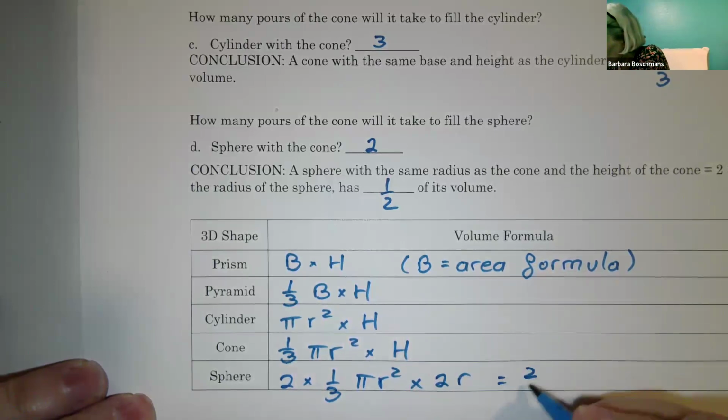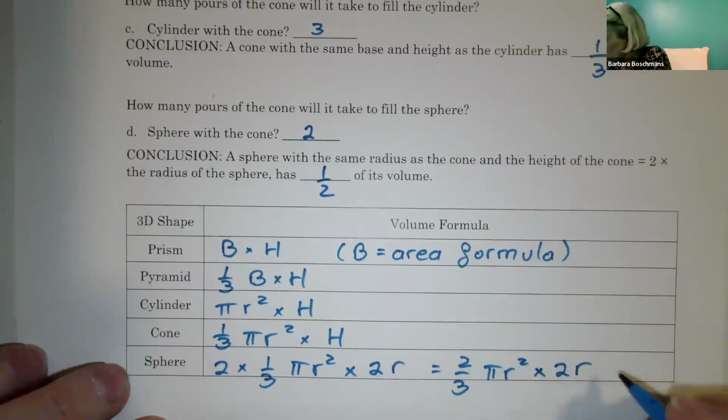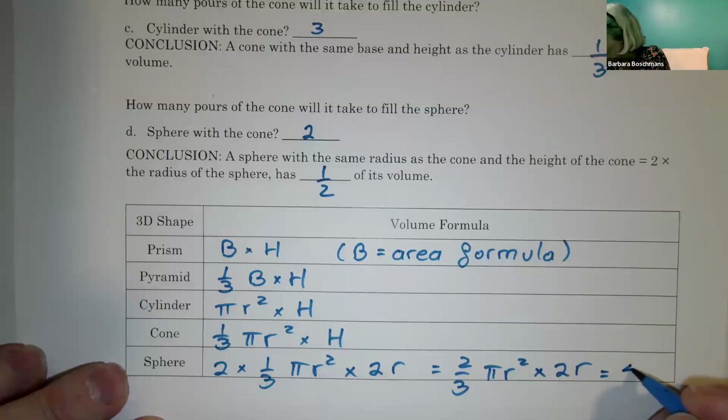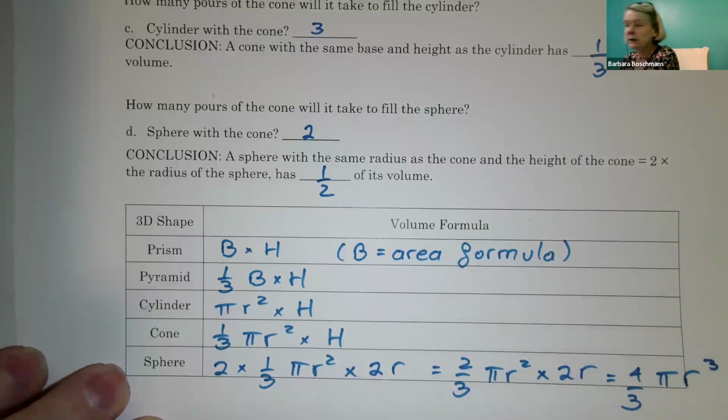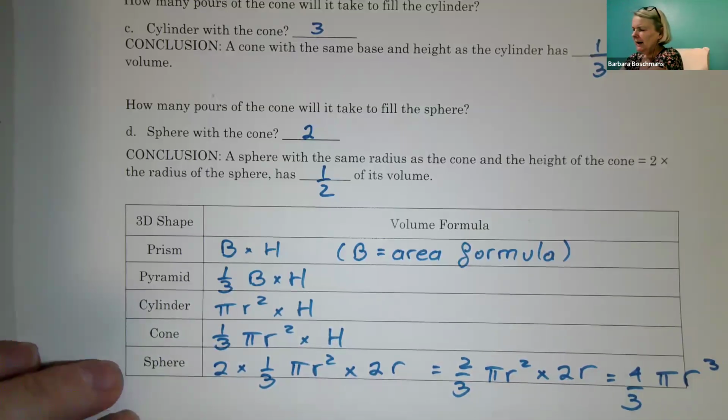So now I'm going to get 2/3 pi r squared times 2r. I can simplify that more because 2 times 2 would be 4, over thirds, and then I get pi r squared times r, which is r cubed. So the volume formula for a sphere is 4/3 pi r cubed.